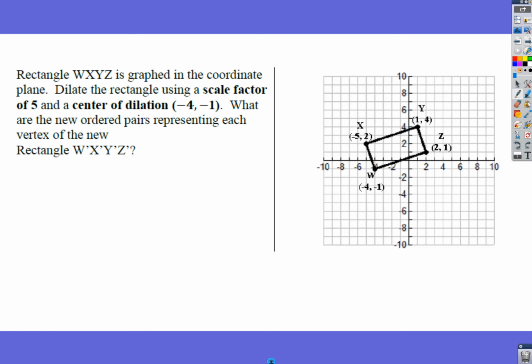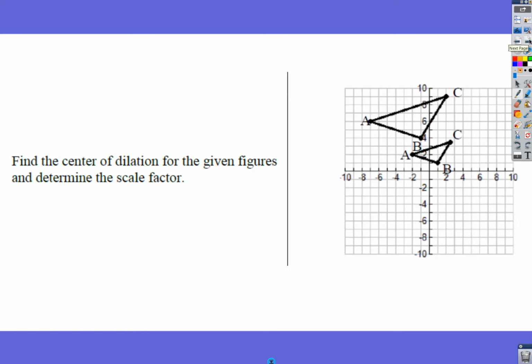Okay, this one we'll skip because it's a different center of dilation. Okay, here we can do this one. Let's see who remembers from yesterday.